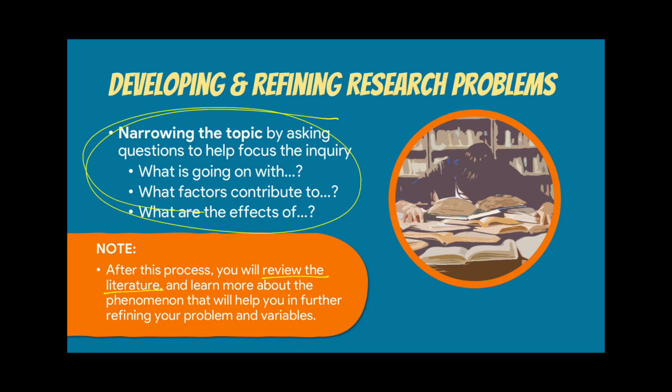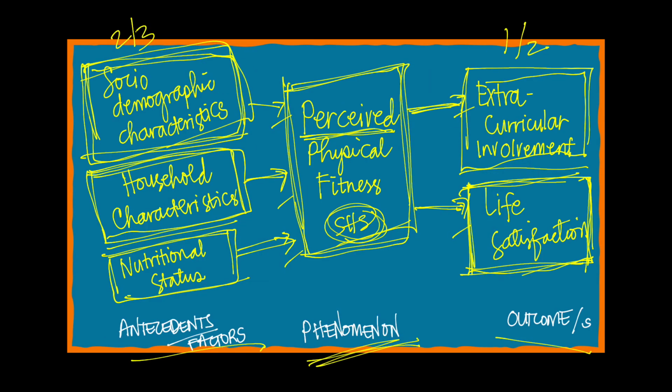Through literature review, you will learn more about the phenomenon, and it will help you further refine your problems and variables. Are these really the good antecedents for us to study, or are there other antecedents that we can study, as suggested by the literature? Or if we are really going to study social demographics, which social demographics should we include? Is religion a relevant social demographic variable that we need to include? Which should be included, which should we not include? The literature will tell us that.